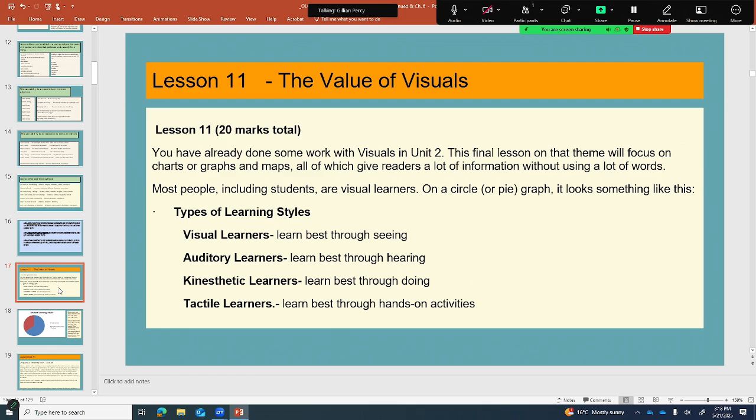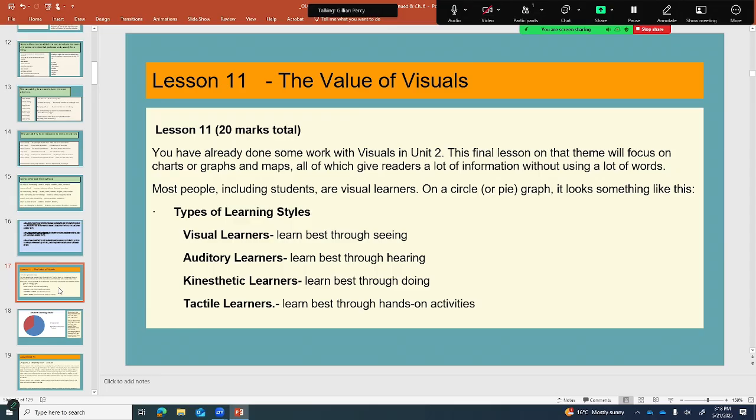We already did a bunch of work with visuals and graphics in Unit 2, right? We talked about symbols and advertising. This is kind of the final lesson. I don't know why it didn't go into the first unit, but we're finishing up here apparently. This final lesson will focus on charts or graphs and maps, which give readers a lot of information without using a lot of words.